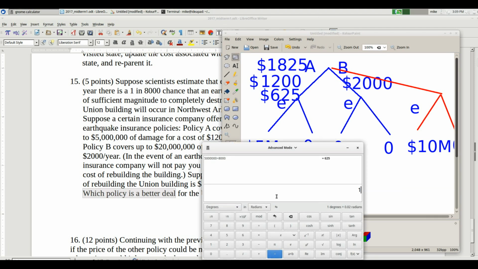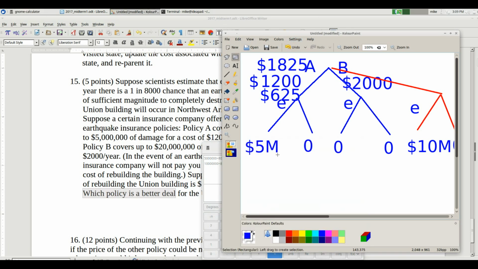Okay, so yeah, if we do 10, 1, 2, 3, 4, 5, 6, divided by 8,000, cost is $12.50, which is less than 1825. In other words, insurance companies are ripping us off. And are we pissed? Oh, yes, we are.